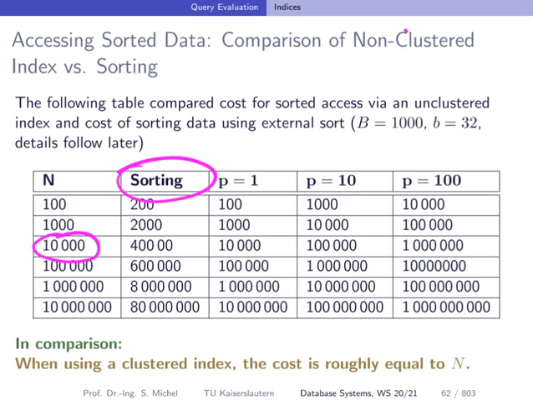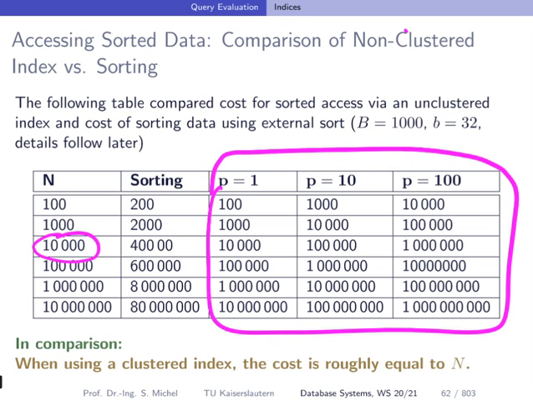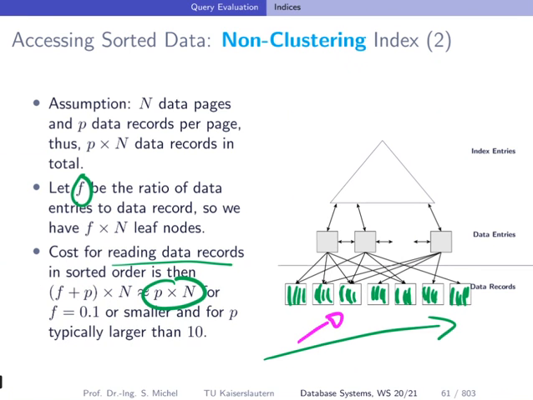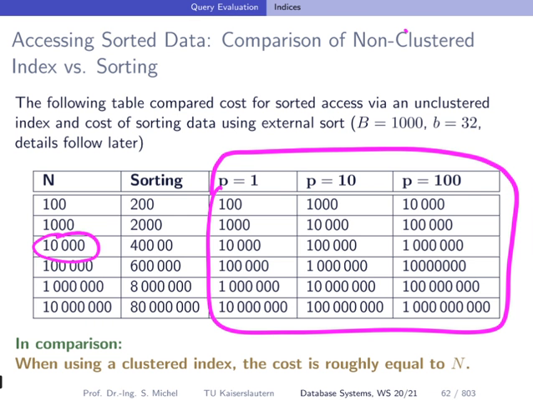And now reconsider the parameter p earlier that described how many data records fit into a data page, which was 1 here, 10, and 100. And here you see the cost to retrieve the data in a sorted order, like the previously described approach using a non-clustered index. This was the previous slide, right? And here was the cost given. And here we see that in contrast to the cost for these non-clustered index accesses for accessing the non-sorted file in a sorted order, this is the cost.